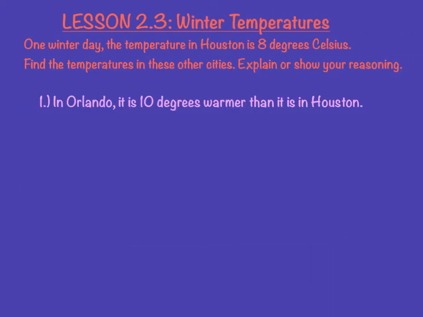Okay, so now we need to apply that. They didn't give us the number line. We just have to take this information and use what we know. So in Houston, it's 8 degrees Celsius. Okay, need to find the temperature in these other cities. Explain or show my reasoning. Well, explaining or showing my reasoning means that I am going to use my number line. Start, face, move, end. So here I am. I've got start, face, move, end.